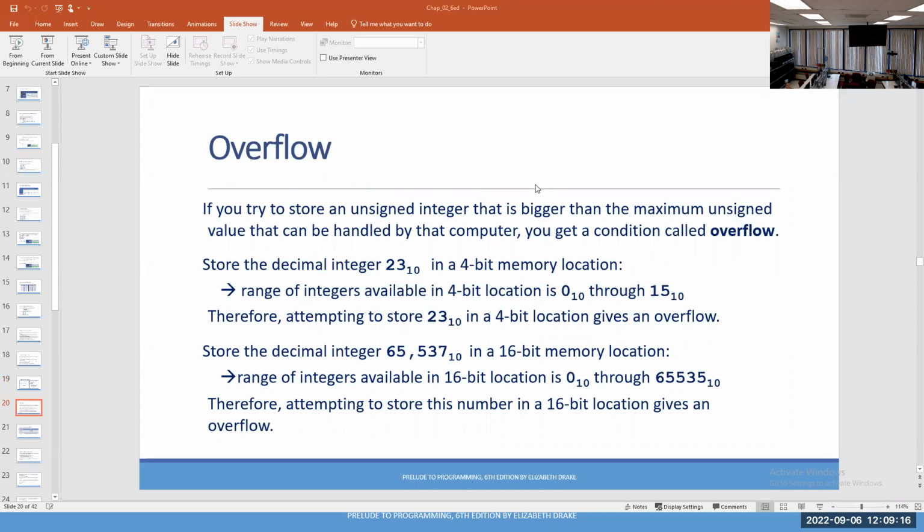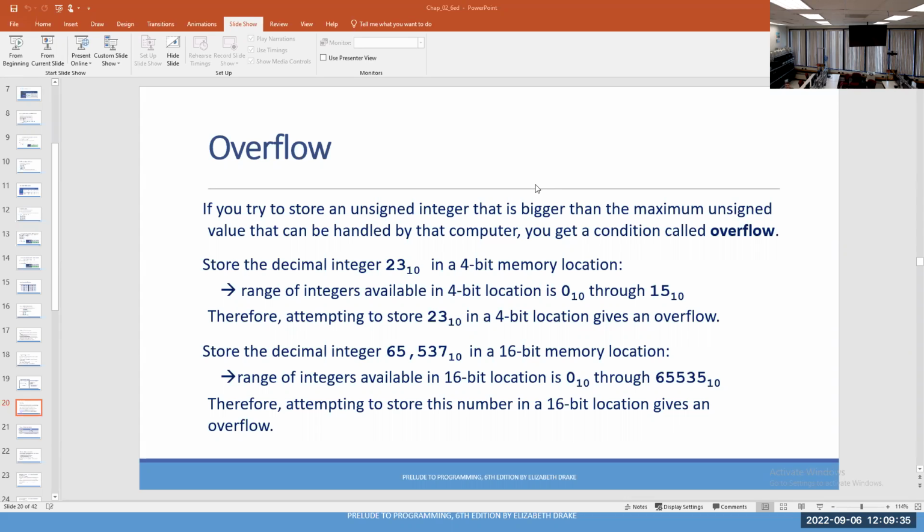Now, in some cases, you will have overflow. Now, what happened here? Think about this one here. What happens if I want to store the number 23 in the 4-bit memory location?